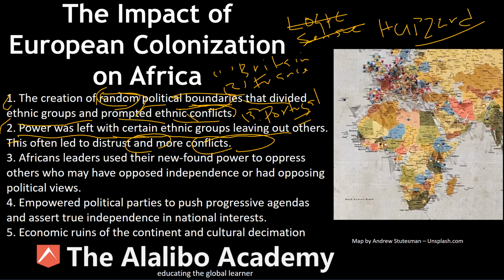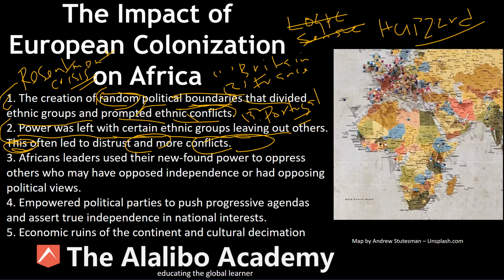And this was happening because they did not really know the people. There was no consultation, hardly any consultation. They just left power with the group that maybe they favored the most, or the group that was most loyal to them, or whatever the case may be. And that's how they left the continent, in an unorganized, unceremonial, haphazard, illogical way. So power was left with certain ethnic groups, leaving out others in the process. And because they left out others in the process, that gave rise, let's put it here, to resentments.